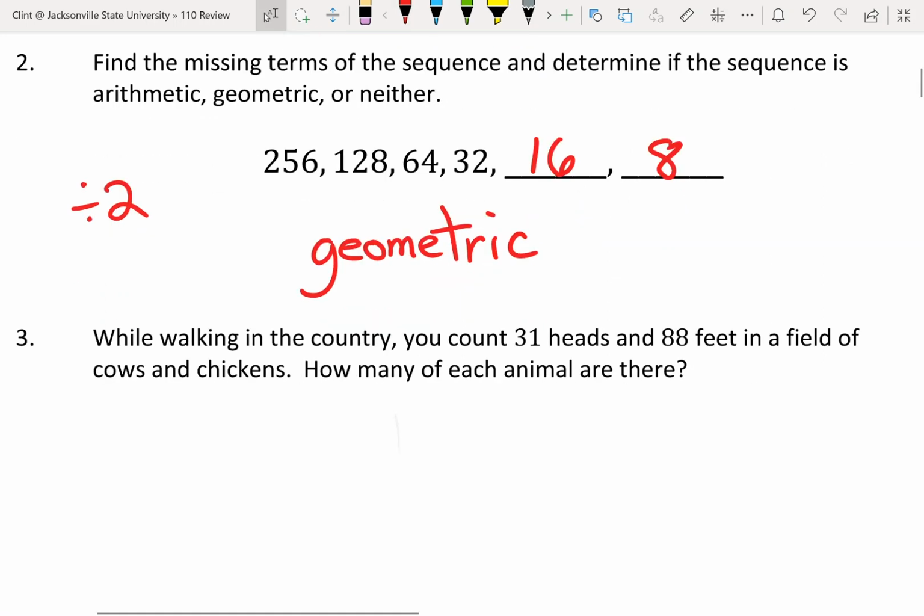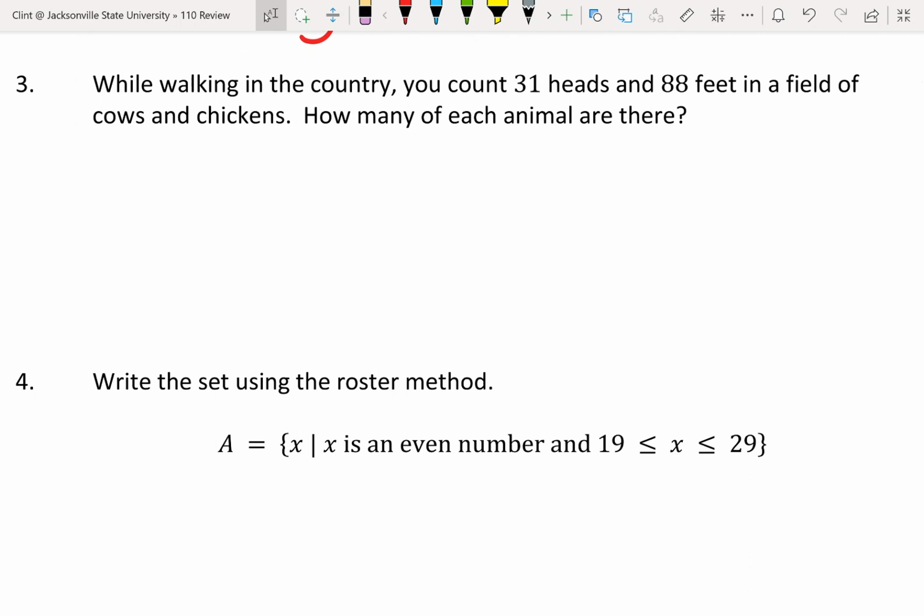Okay, number 3. It may have given you a little trouble the first time. Hopefully it's easier this time around. Yeah, there's not necessarily a shortcut. You could be really clever and come up with a system of equations and do it that way, but I think for this class our best bet's just trial and error, or guess and test.